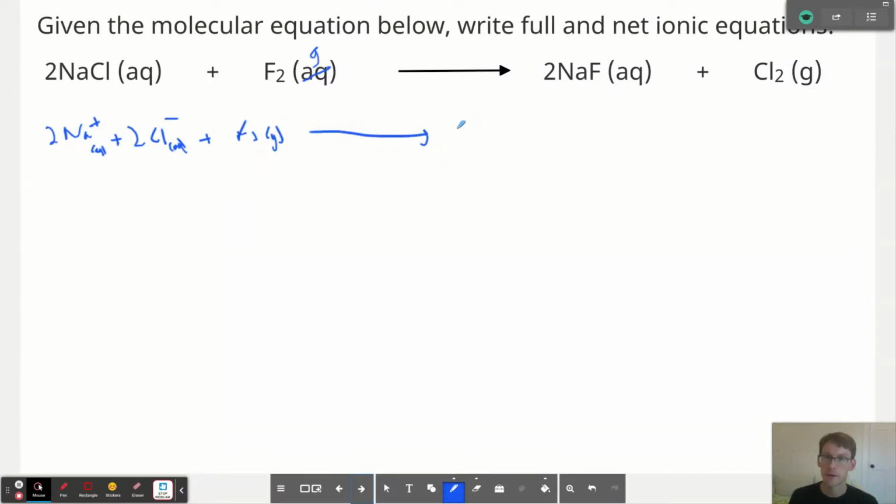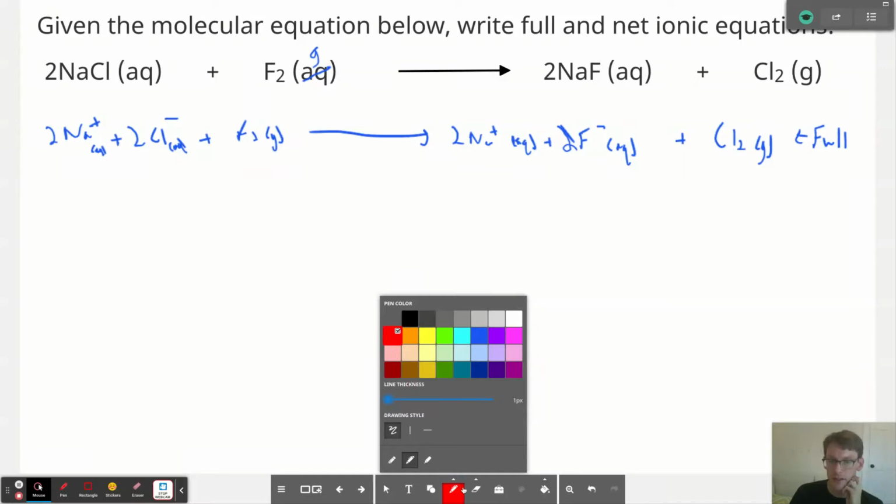They will form 2Na+, which is aqueous, plus 2F-, which are also aqueous, plus Cl2, which is a gas. And as I look at this, this is my full ionic. I look for spectator ions, things that have not changed.